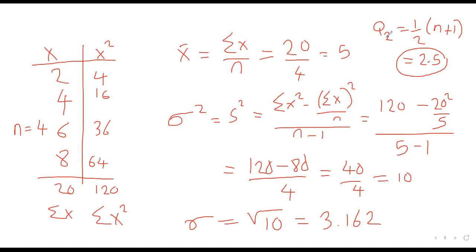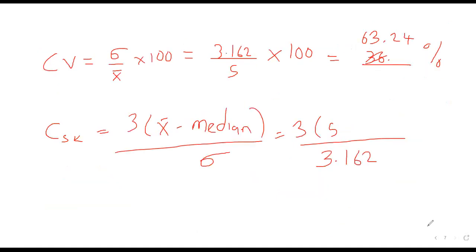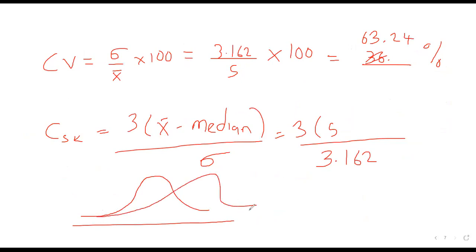Our median is 5. Whenever the mean and the median are the same, it means you have a normal distribution. You're going to get a 0 skewness. Skewness stands for the degree to which your distribution is bending. If you get a positive number, it means bending to the positive side. If you get a negative number, it means it's skewed to the left, or negatively skewed. If you get a 0, it's normally distributed.